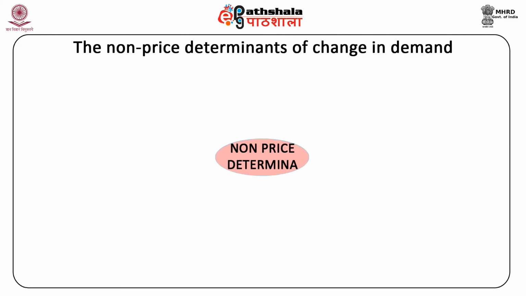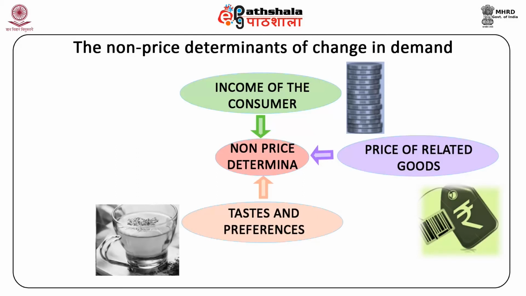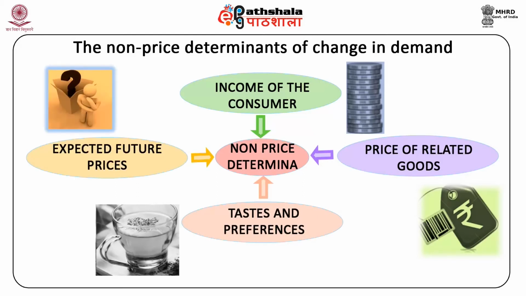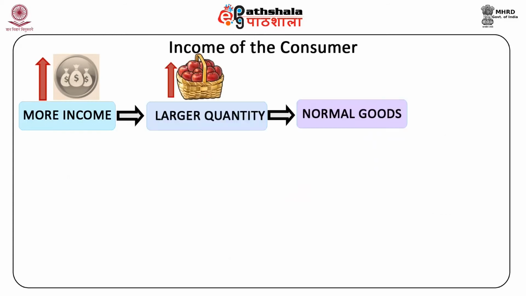The non-price determinants of change in demand are income of the consumer, price of related goods, taste and preferences, and expected future price. With more income, you are able to purchase a larger quantity of the goods at the same price. This will lead to a rightward shift in the demand curve. Similarly, a fall in income shifts the demand curve to the left. Such goods are called normal goods, for example, clothes.